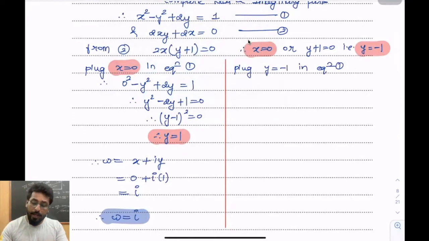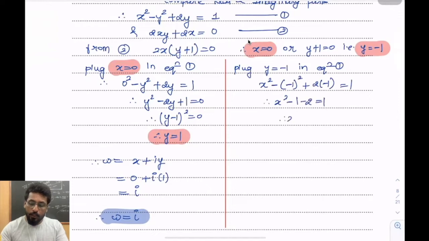So it was x square minus y square, but y is negative 1. So the square of negative 1 plus 2y. So 2 times y, where y is negative 1, is equal to 1. So that should give me x square minus 1 minus 2 equal to 1. So x square would come. So minus 1 minus 2, that's minus 3. It goes on the other side, becomes plus 3. 1 plus 3 is 4. X square is 4. So the value of x is plus or minus 2.